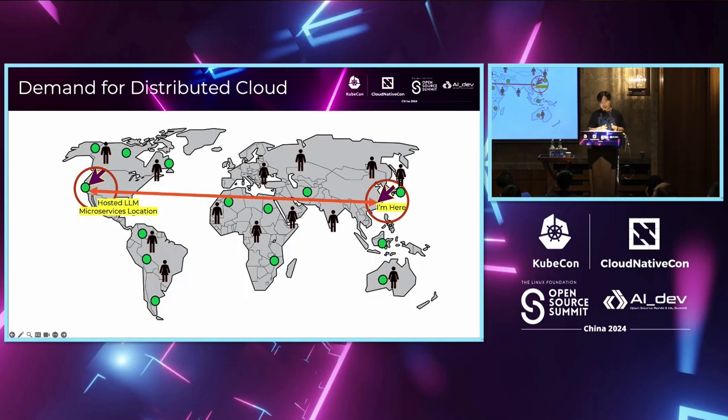Okay, so my final topic is the demand for distributed clouds. This is almost the last part of this session. We are here in Hong Kong. So thinking about we want to use AI inference hosted by some LLM microservice vendor located in the US, there can be internet packet loss and high latency, and performance problems can happen because they are too far. And we use the public internet, we cannot make any dedicated lines between two points because it's too far away. So this kind of demand drives distributed cloud and edge computing.